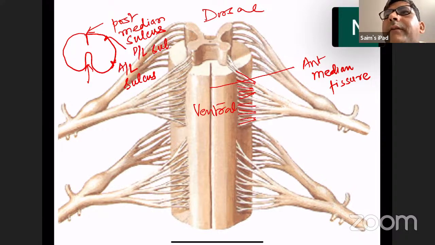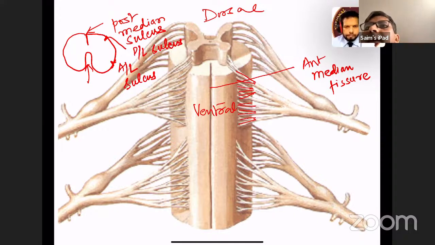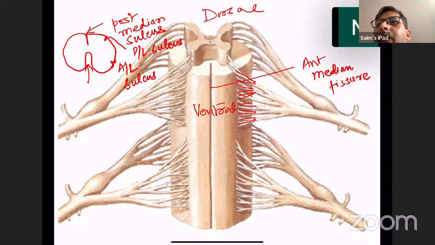posterolateral sulcus. So if you are looking at the section of the spinal cord, you will find one anterior median fissure, one posterior median sulcus, and one anterolateral sulcus and one posterolateral sulcus. Okay, so very briefly, just otherwise later on we will discuss this fact that how this is made up. It has central canal and a gray matter and a central gray matter that is present.